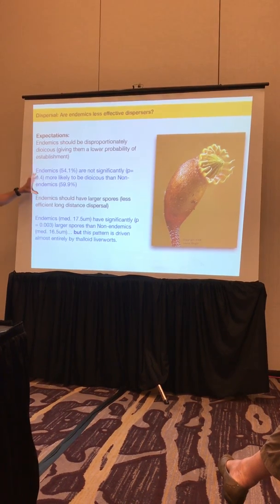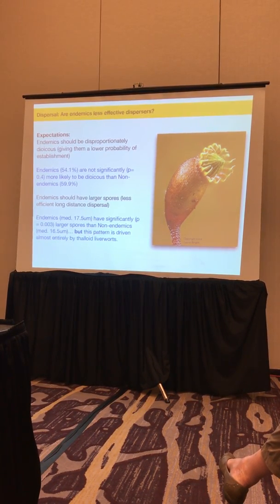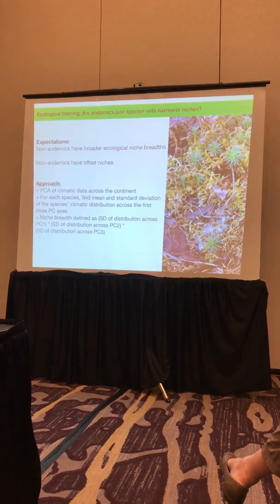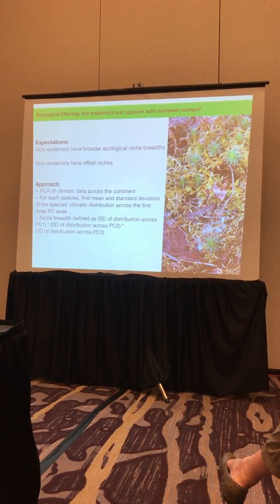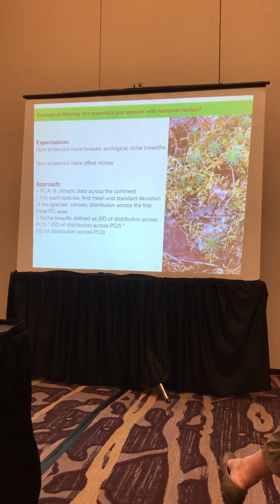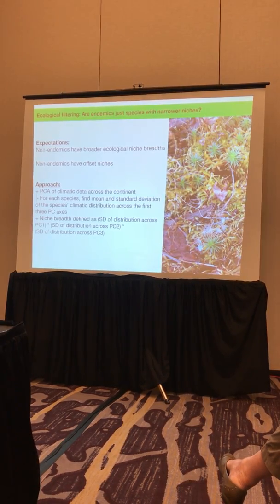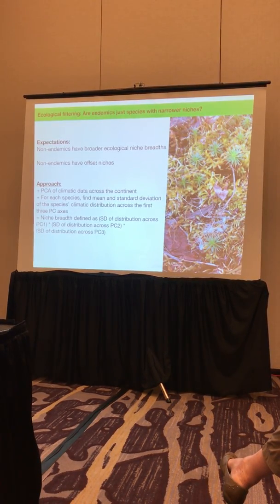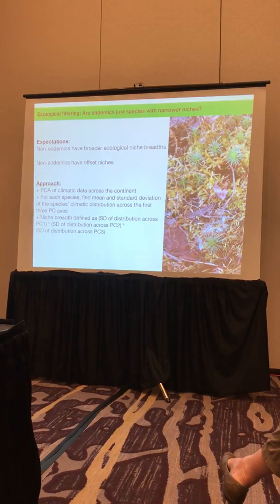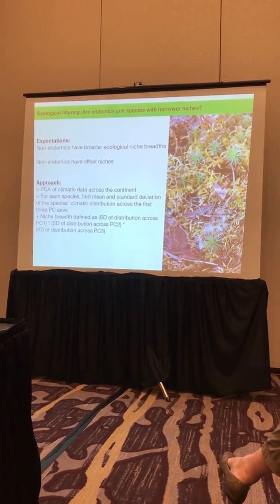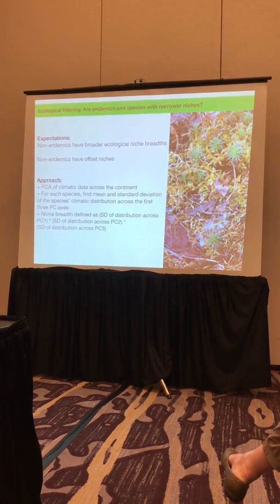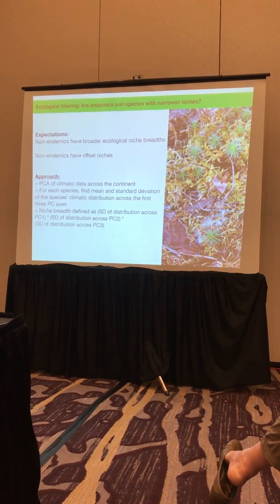So there's not a lot happening here so far, and I'm not going to present it, but there's also some data on asexual propagules that it's kind of a wash. If ecological filtering is important, we might expect that non-endemics are just those species that have broader niche breadths, which is going to correlate with larger ranges.